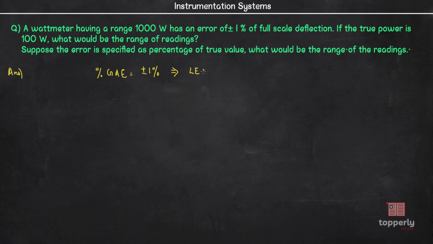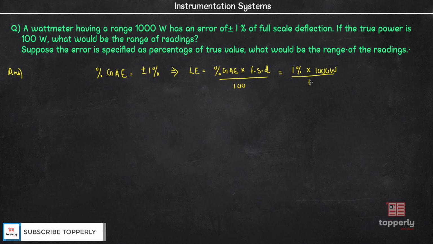Limiting error is equal to percentage GAE into full scale deflection by 100, which is equal to 1% into full scale deflection, 1000 watt, by 100, which is equal to 10 watt. So this is the value of limiting error.